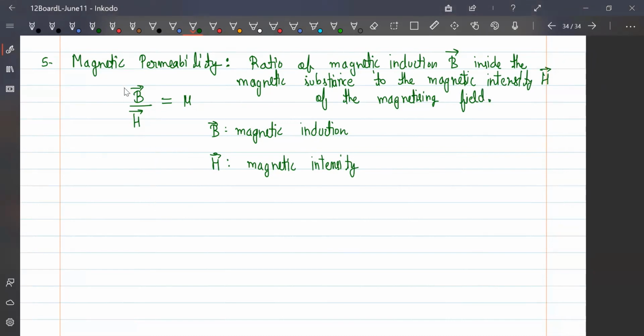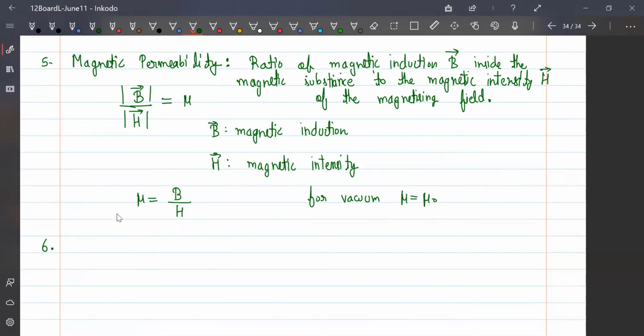So if you want to write the actual value of mu, I should put a mod, but just write mu is equal to B by H. Then this is absolute magnetic permeability. For vacuum, the ratio is mu naught. For vacuum, mu is equal to mu naught.